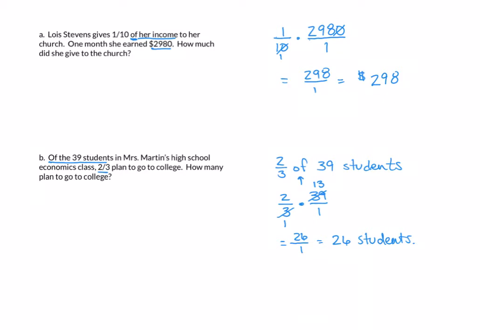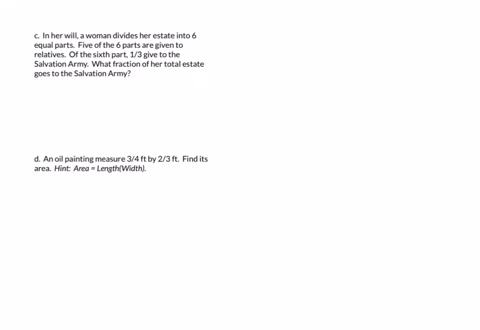Okay, so those are some examples involving multiplication. Now, for instance, on example B, if you get more students planning to go to college than you have students, then you do have an issue and you want to go back and retry the problem doing something different. All right, let's keep going.